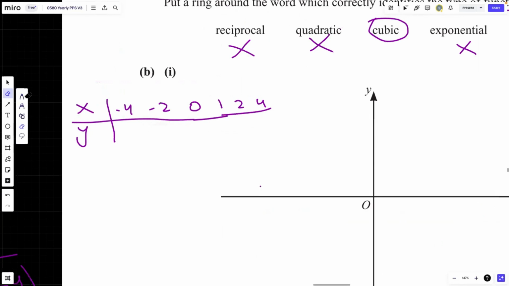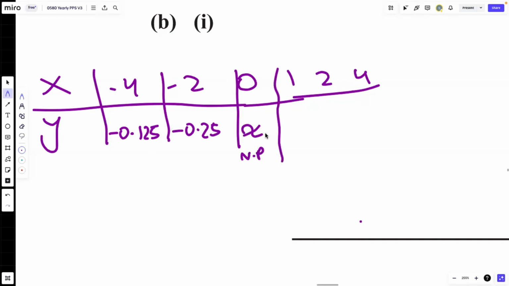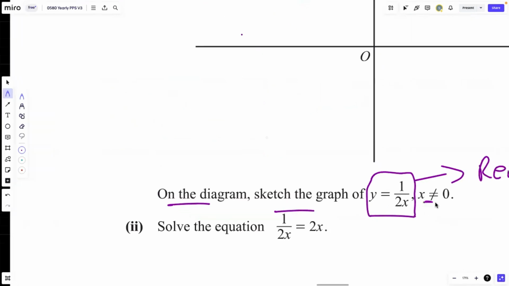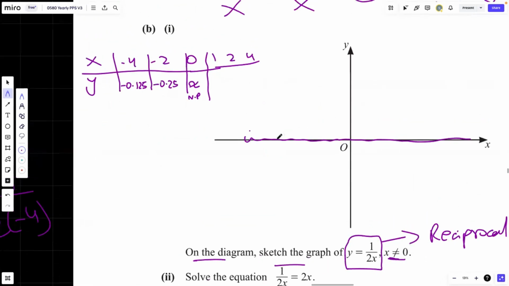Yeah, let's do it without that. Yeah, so I'm getting a negative 0.125, and then when I plug in -2, getting a negative 2.5. And interestingly, when I plug in 0, it's giving me infinity or not possible. You do not have a value at x = 0, and that's also stated here as well. X cannot be 0. So none of the graph would be passing at the x-axis.